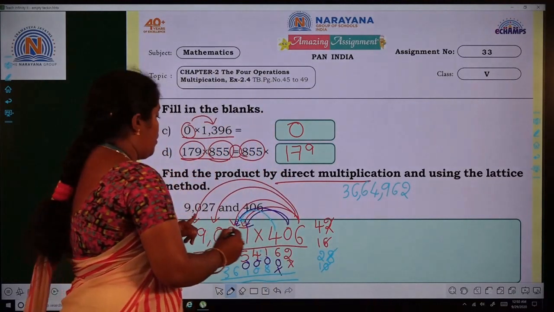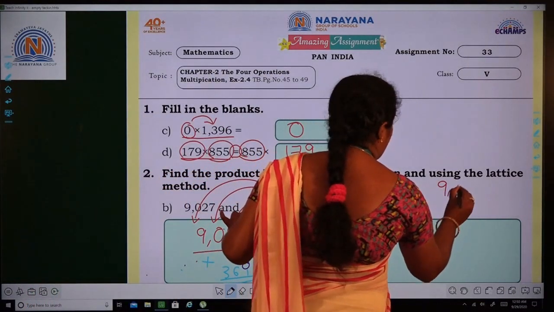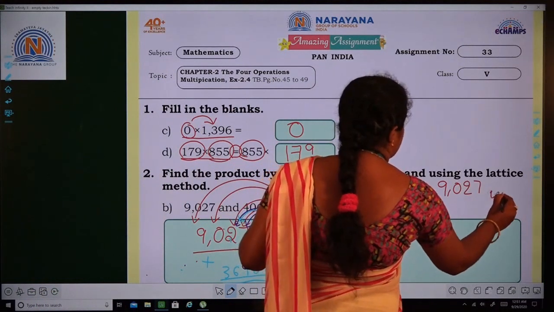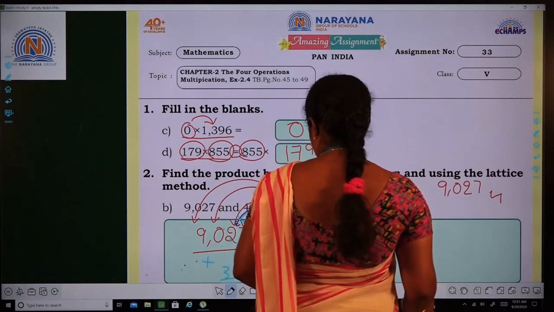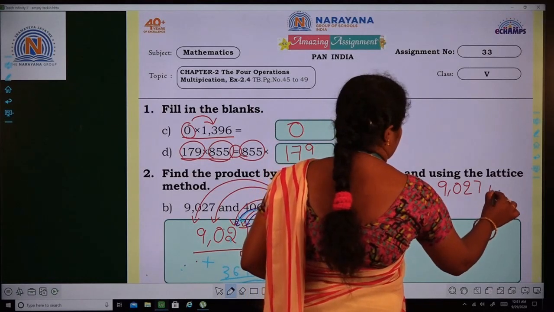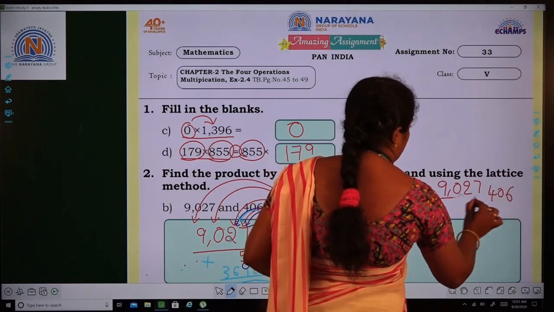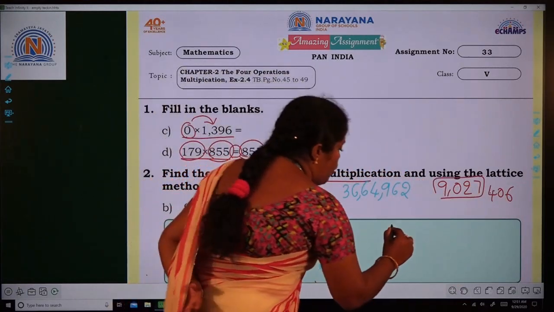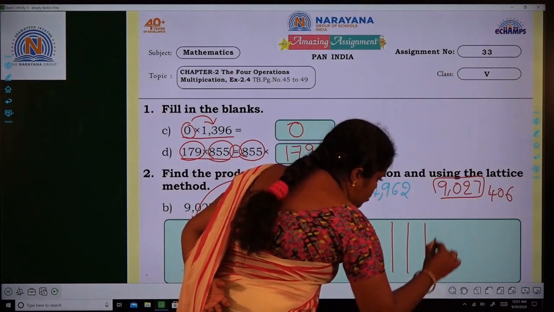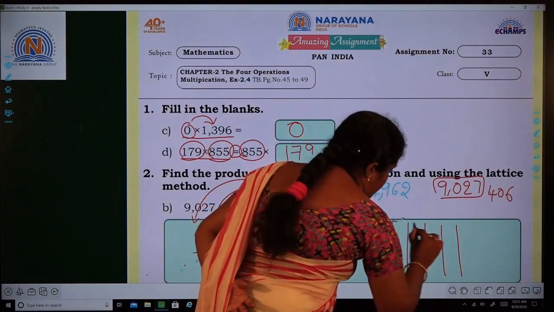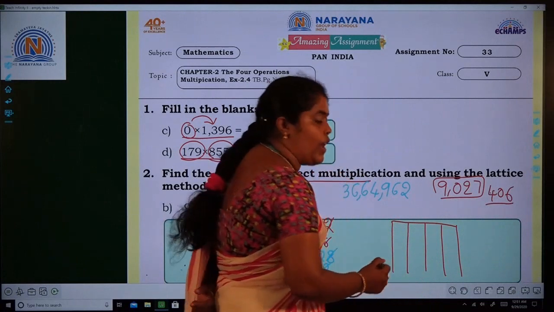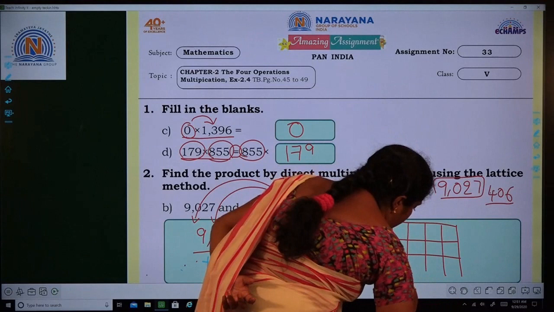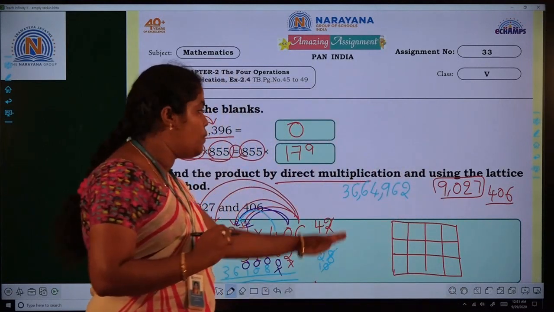So, here the given number is 9027. Next number is 406. Here it is the 4-digit number, so we have to draw the 4 grids. 1, 2, 3, 4. Next, here it is a 3-digit number, so we have to draw 3 grids horizontally. 1, 2 and 3. Like this we have to draw.